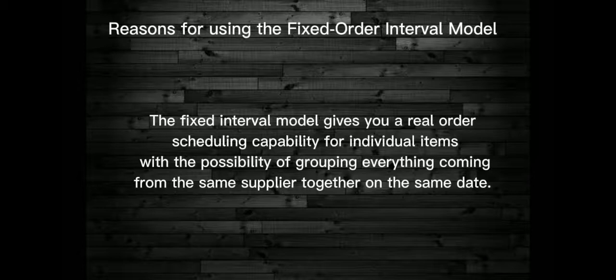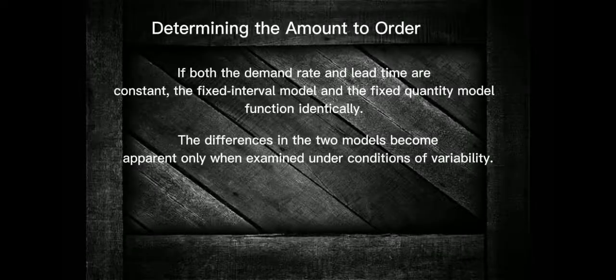Furthermore, some situations do not readily lend themselves to continuous monitoring of inventory levels. Many retail operations, for example drugstores and small grocery stores, fall into this category. The alternative for them is to use fixed interval ordering, which requires only periodic checks of inventory levels. The last thing that I will be discussing is determining the amount to order.